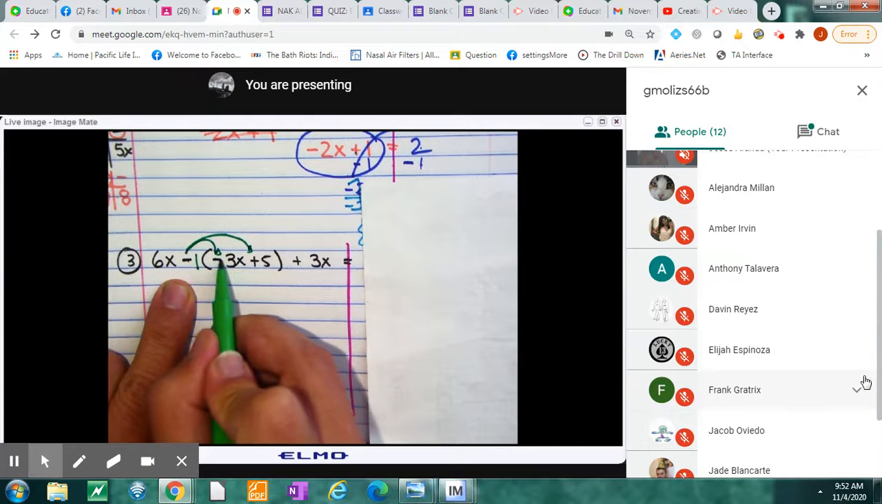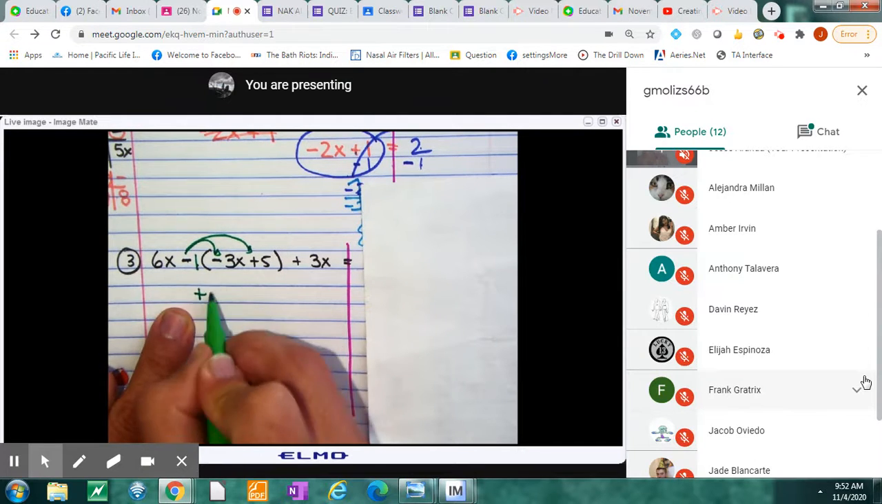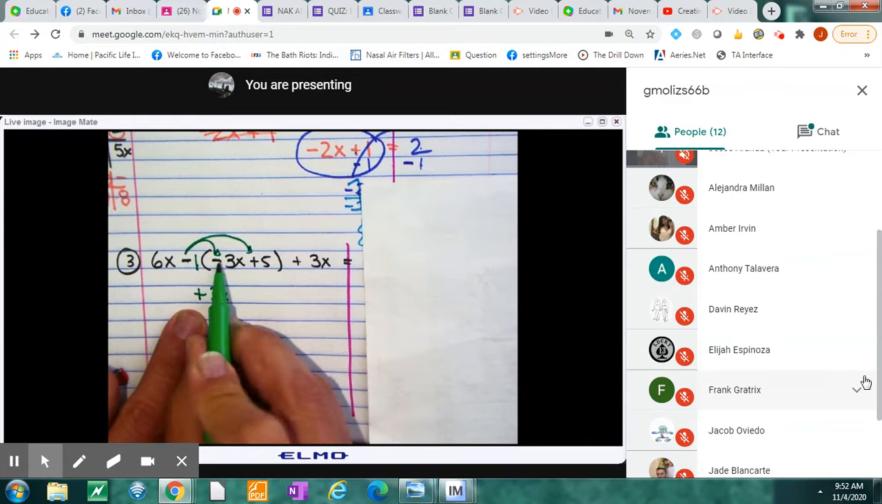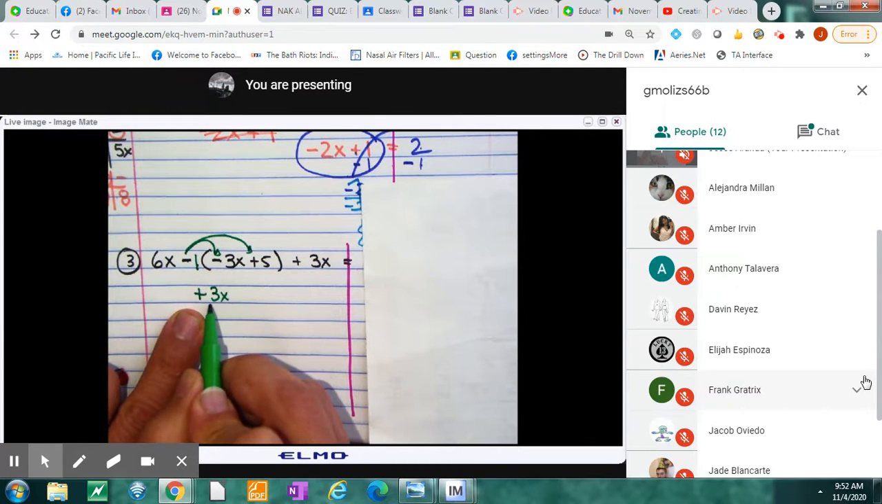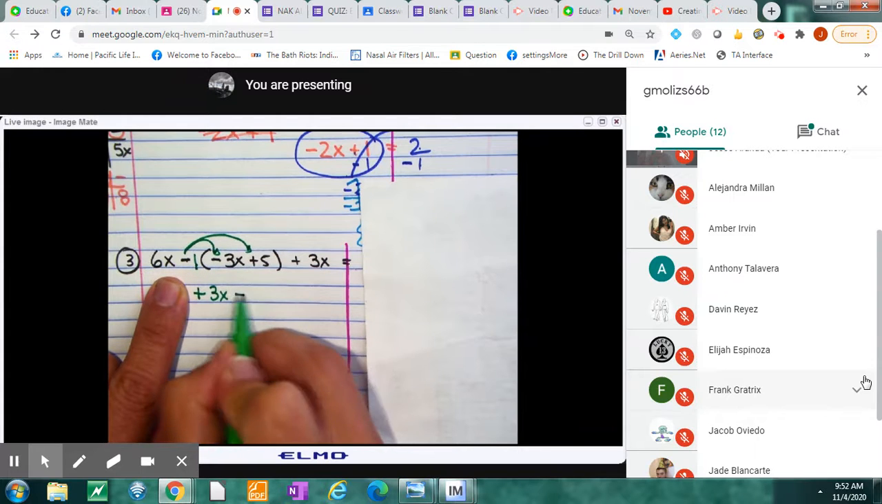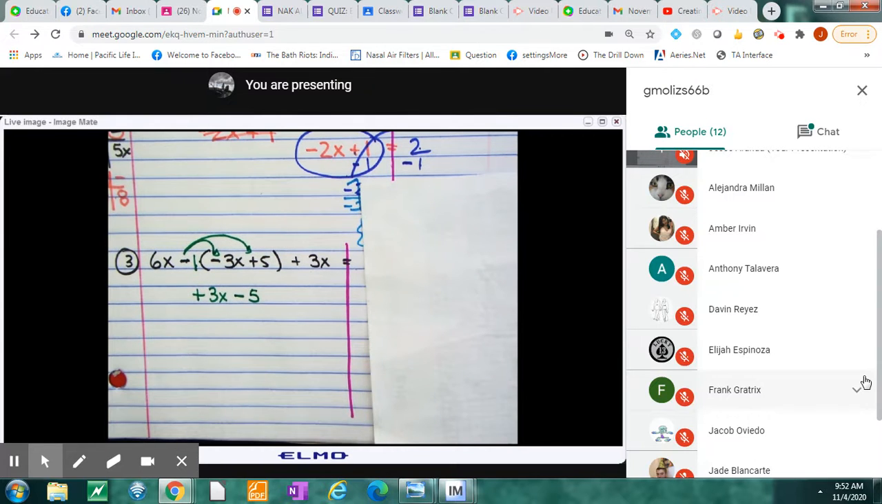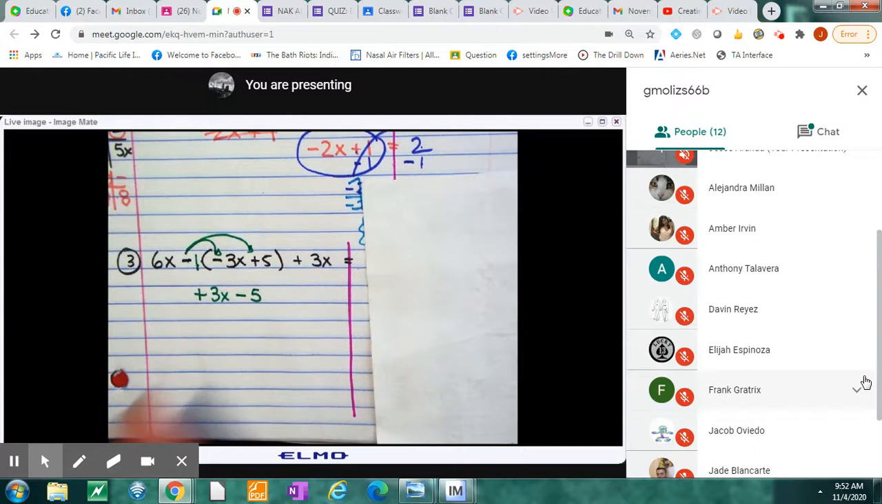Negative times a negative is a positive. 1 times 3x is 3x. See what happens? The negative 3x is now positive 3x. Negative times positive is negative. Oh, it's no longer positive. 1 times 5 is 5. So remember, when you're multiplying by a negative, it just changes the sign. All right, -1. Or even a -2, but 2 times 3x is 6x, right?